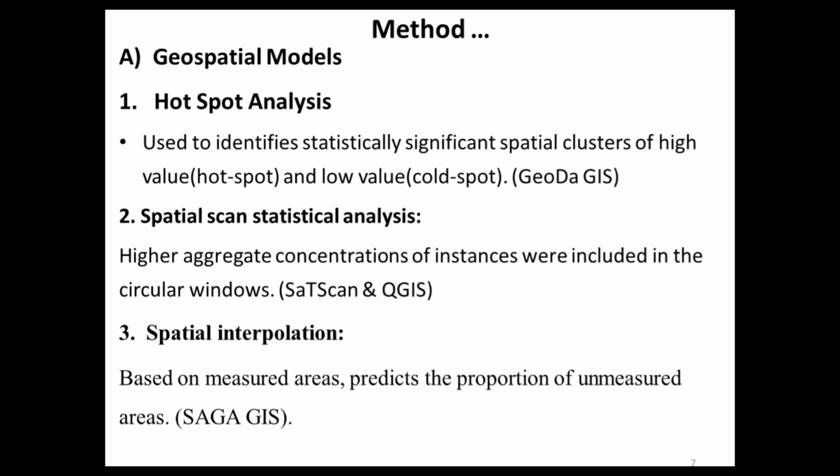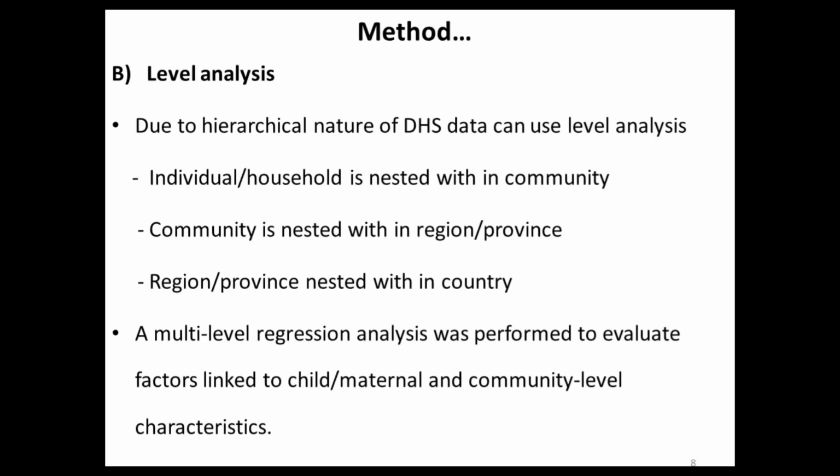The last is spatial interpolation. Spatial interpolation, based on measured areas, predicts the proportion in unmeasured areas. For this analysis, I used SAGA GIS, to predict unmeasured areas based on the nearest neighbors of measured areas, or enumeration area prevalences of inadequate minimum dietary diversity. The next is factor analysis.